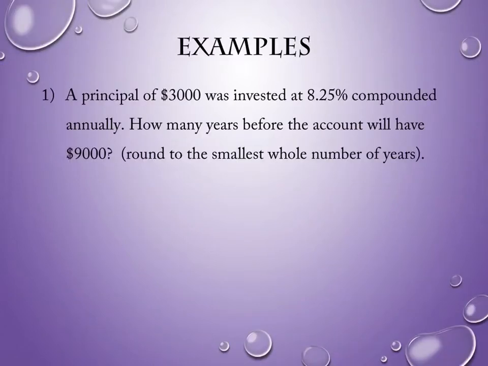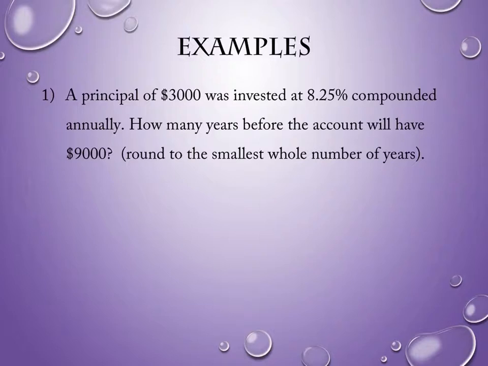So here's our first example. A principal of $3,000 was invested at 8.25% compounded annually. How many years before the account will have $9,000? We're going to round to the smallest whole number of years.